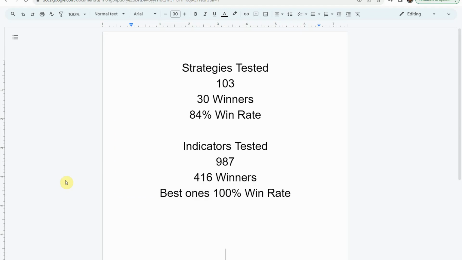We've also tested a total of 987 indicators, with 416 of them being winners. The best ones so far were able to achieve a 100% win rate. Now you need to go back and watch those videos to understand the context of how they were able to achieve that. So go back and watch those videos and see what you can get out of those winning indicators. Now keep in mind that we test most of these indicators and strategies on the Forex and crypto market, but they can be applied to just about any market and time frame universally.